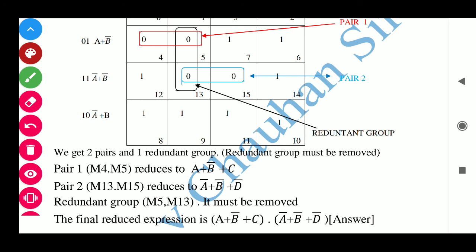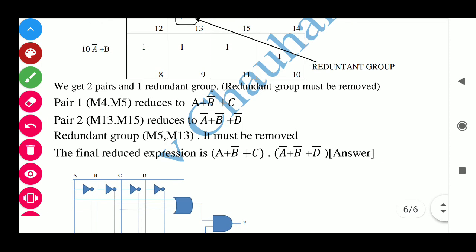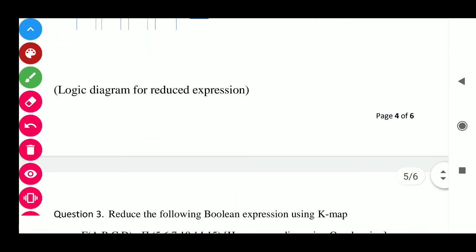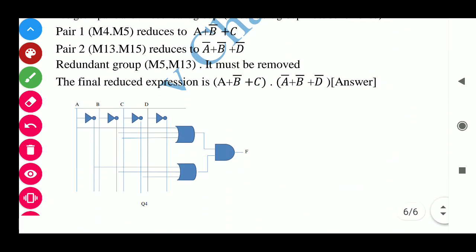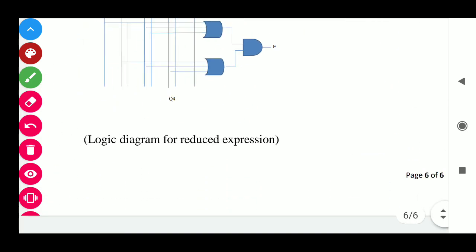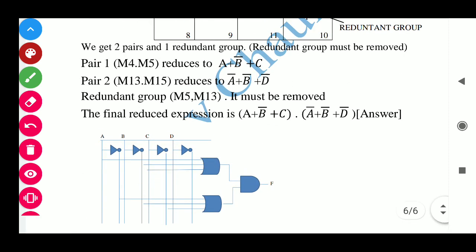Understood? So the redundant group which you have got, you have to leave that, you have to remove that. Then final expression is a plus, oh sorry, you can see here. The final reduced expression is a plus b naught plus c.